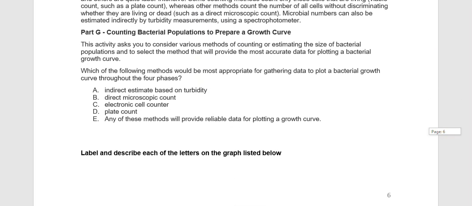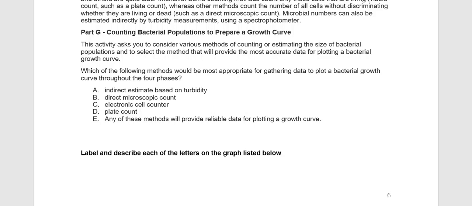All right, so counting bacterial numbers, which of the following methods would be most appropriate for getting data to plot bacterial growth? Well, indirect estimates based on turbidity, we're just looking at how cloudy the broth is. It doesn't really give us enough information to put on a graph. We need some actual hard data or numbers. Direct microscopic count? Remember, underneath a microscope, you're only looking at one quadrant, just a small sample, so it doesn't necessarily give you a good representation of all the cells in the population.